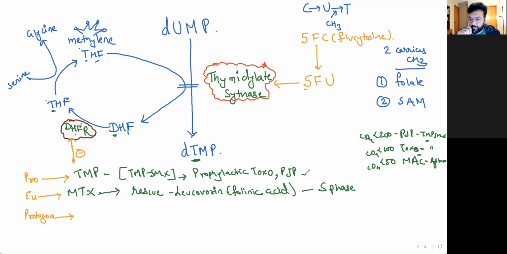Where else can we use TMP-SMX? Urinary tract infection, right? Along with nitrofurantoin, Bactrim or TMP-SMX is a first-line drug of choice for urinary tract infection. So I said you can use prophylactic TMP-SMX for toxo, and for Pneumocystis you can use TMP-SMX both for treatment and prophylaxis. Can you tell me what's the treatment of toxoplasma?